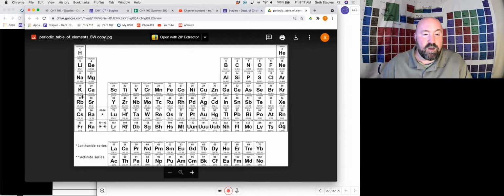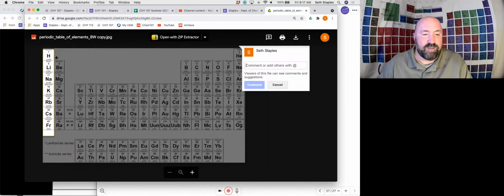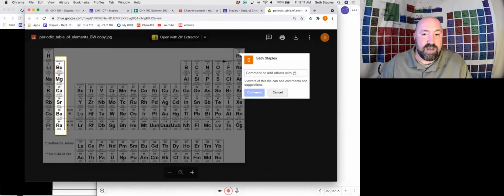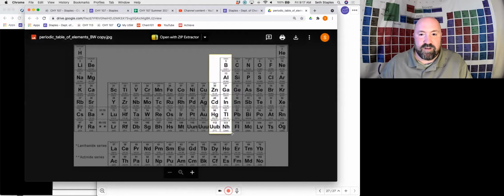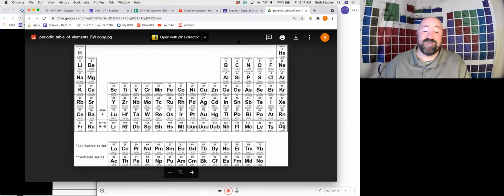Everything in this column here, 1 valence electron. Everything here, 2 valence electrons. Skipping our transition metals, 3 valence electrons here. Actually, I forgot I could highlight, can't I? 1 valence electron in this column. 2 valence electrons in here, and so forth. Anyway, sorry, you get it. 3 valence electrons in this column, 4 in this column, 5 in this column, 6 in this column, and 7 in this column, and so forth.